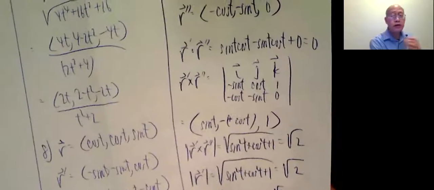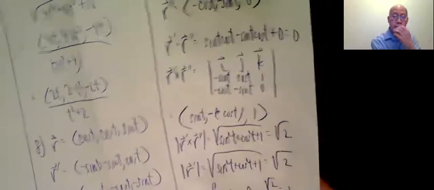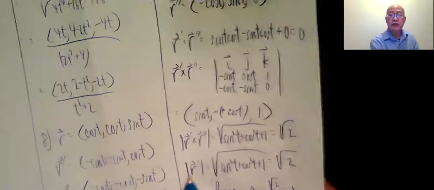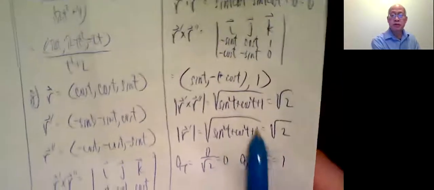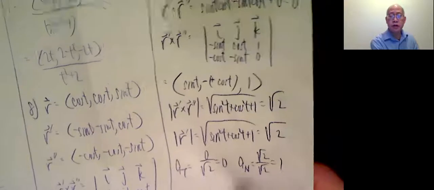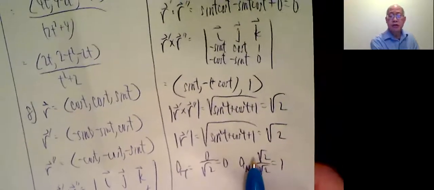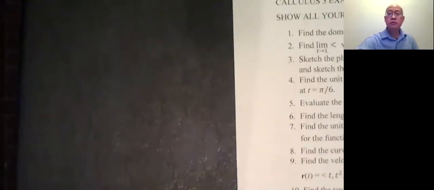So what's the magnitude of the cross product? The square root of sine squared plus cosine squared plus 1, radical 2. And the magnitude of r prime is the square root of sine squared plus cosine squared plus 1. That's 1 plus 1, so radical 2. So a sub t, by the formula, is the dot product over the magnitude of r prime, 0 over radical 2, is 0. a sub n is the magnitude of the cross product divided by radical 2, and it comes out to be 1. All right, so these are the solutions to Milham's Calc 3 at City College, exam number 2, Math 110C.